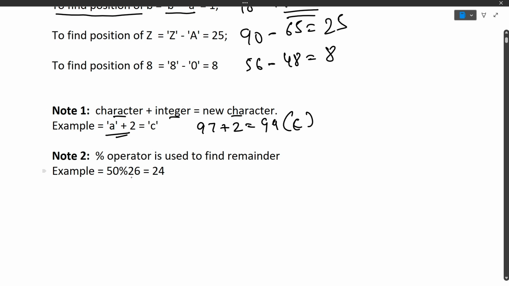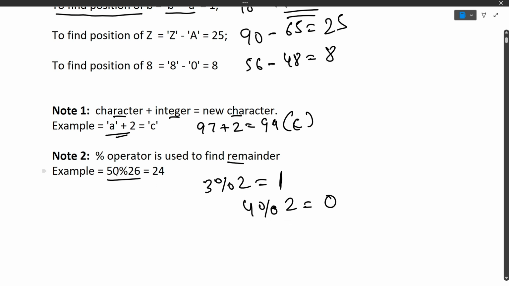Okay. Next thing is the mod operator that we will be looking at. First of all, why are we using the mod operator? Mod operator is used to find the remainder. So if we are doing 50 mod 26, the remainder will be 24. Similarly, if we are doing 3 mod 2, it will give us 1, which is the remainder. 4 mod 2 will give us 0, because 0 is the remainder. So we will be using the mod operator.